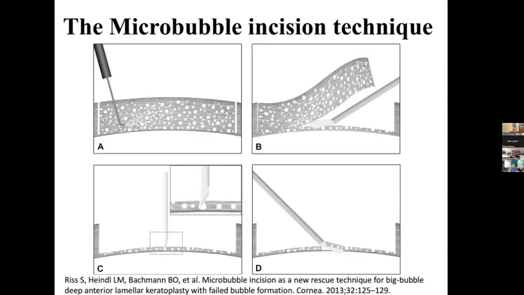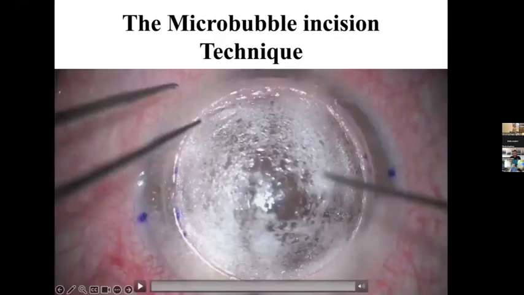So this is a diagram showing that after injecting air in the stroma, the microbubbles fill the stroma, and usually this is the cause of whitening of the stroma. You can do dissection guided by the microbubbles until you find a very thin layer of the stroma, and at this time you can choose one of the microbubbles that may guide you to the predescemetic layer or Dua's layer. So this is example of the microbubble incision technique.